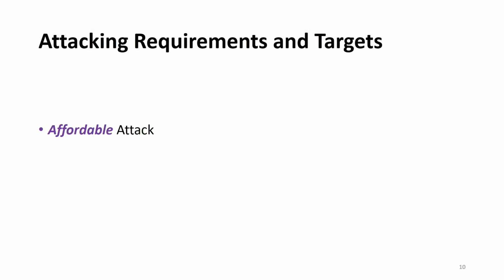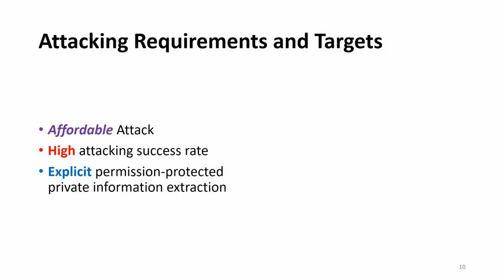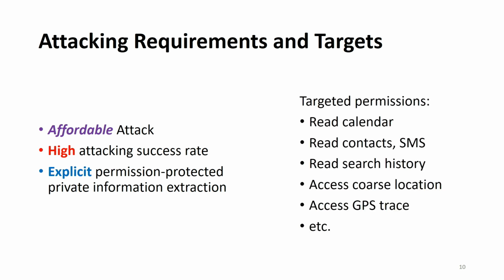So what we're trying to do is achieve an affordable attack, and we also want to achieve a high attacking sampling rate. And finally, we want to explicitly extract the permission-protected private information. So we target most of the reading permissions, like calendar, contacts, SMS, search history, or even your GPS trace.